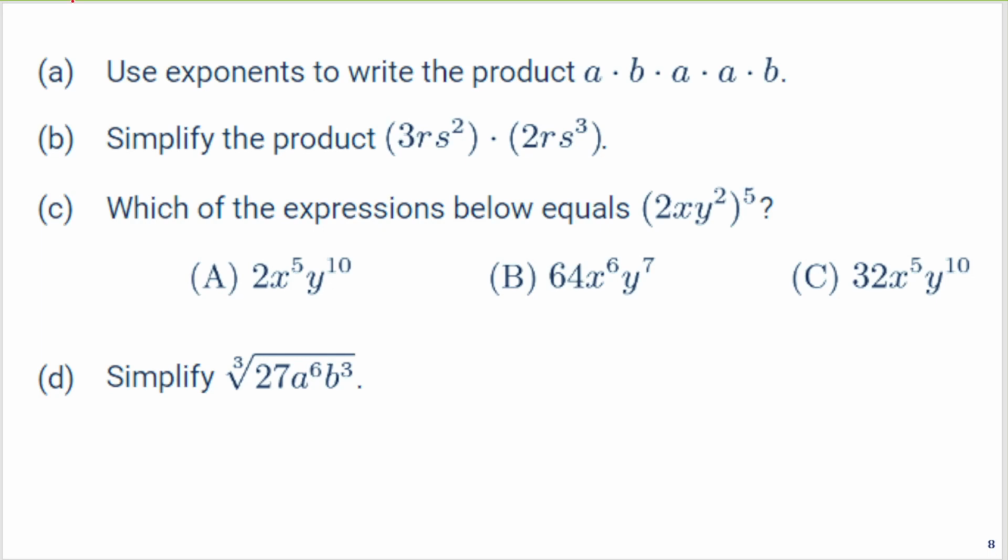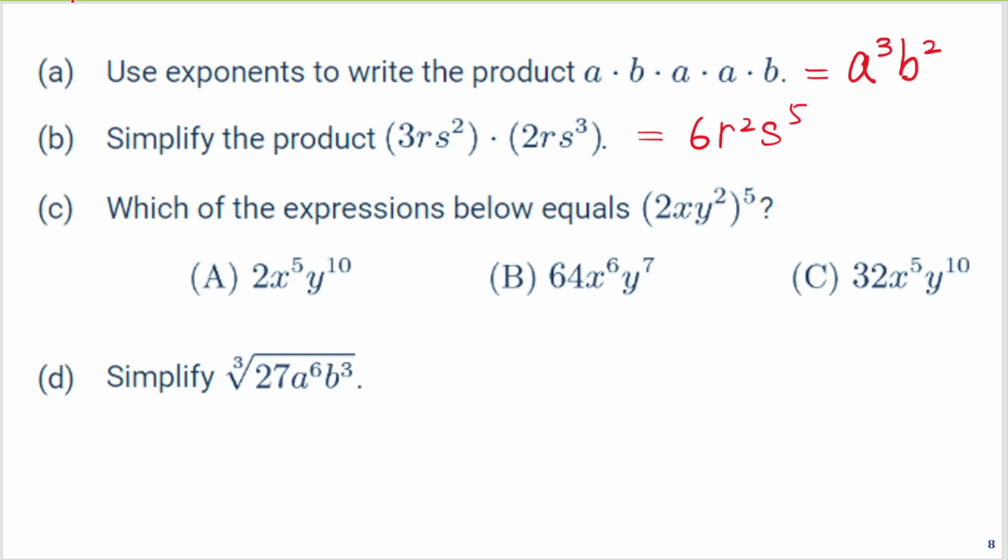All right, have you finished? Okay, the first one can be simplified to just a to the power of 3, b to the power of 2, right? The second one, if you simplify that, is a product with constants and r's and s's, right? So that can be simplified to the product of two constants, which gives us 6, and r times r gives us r squared. s to the power of 2 times s to the power of 3 gives us s to the power of 5, right?